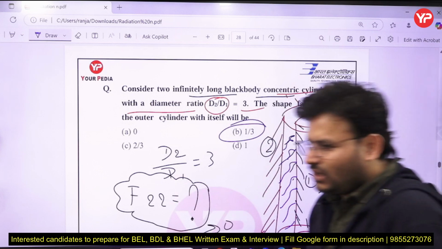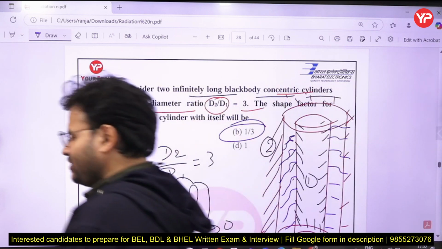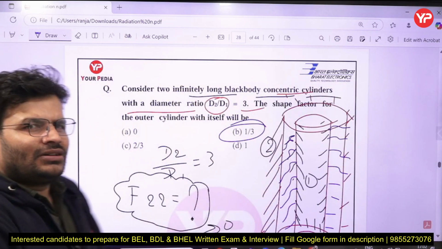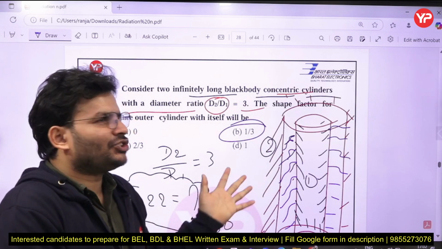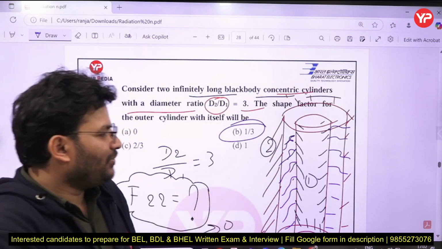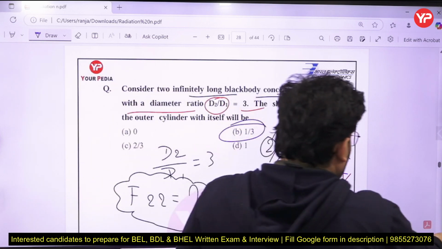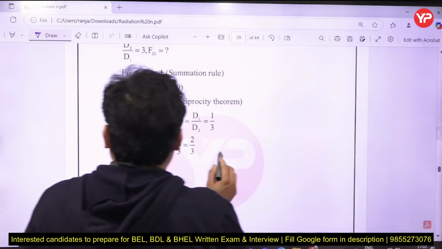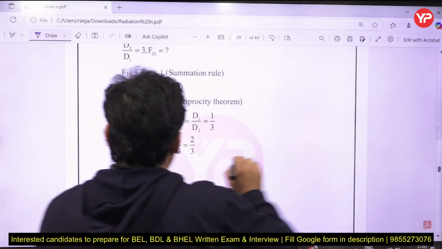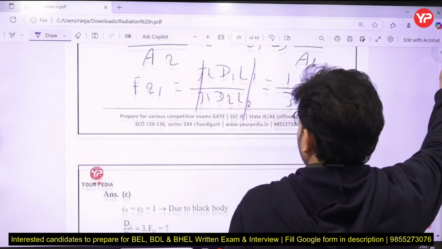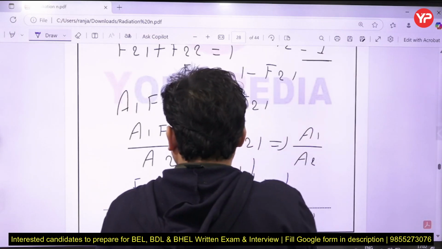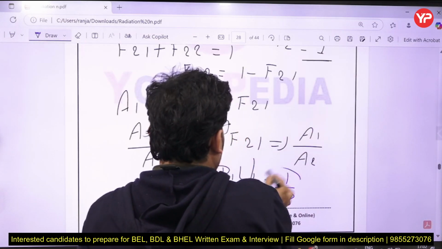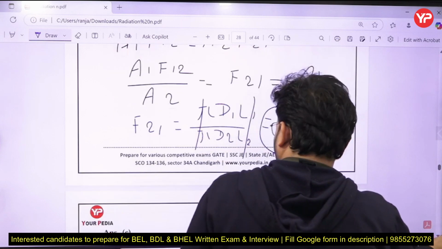That way a question can be asked from the view factor, and hopefully you will not find a lot of difficulty solving that type of question. Easily we can proceed right now. Just one second, my dear friends. Here I have to ask F22, not F21. Don't make a mistake. F22 I have to calculate.